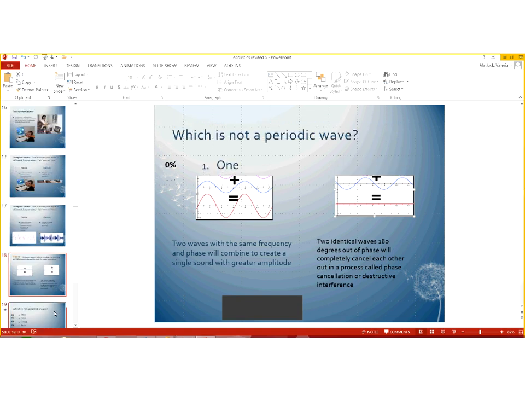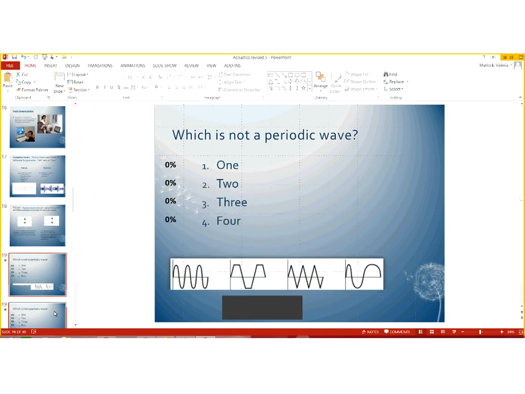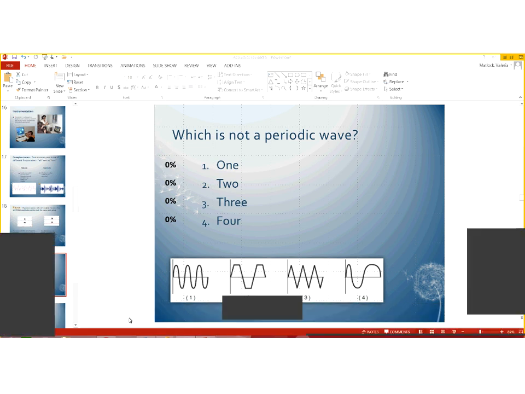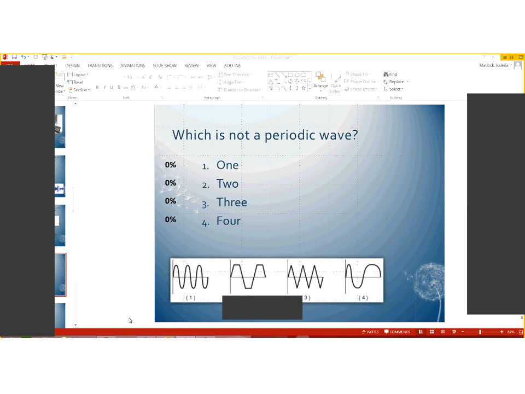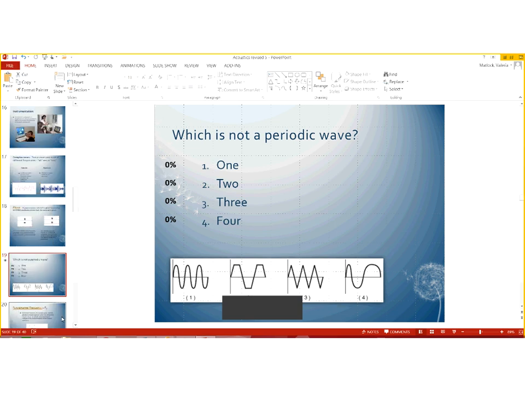Okay, let's see. Which is not a periodic wave? This would be A, B, C, or D. Remember, if it's not a periodic wave, then it will not repeat itself exactly. So yes, D. It looks weird, but it's not repetitive exactly. Okay, great.